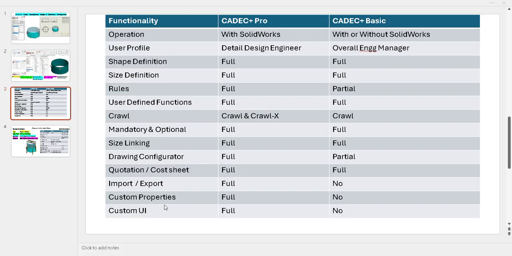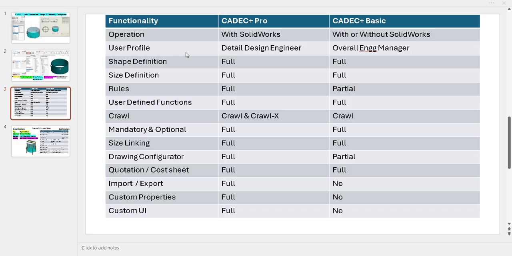So let us see some differences between CADEC Pro and CADEC Basic. The first main difference is the operation: CADEC Pro works with SolidWorks, and CADEC Basic works with or without SolidWorks. Second is the user profile. CADEC Pro has a lot of productivity functionality and a lot of detail functionality, and CADEC Basic has all the essential functionality. CADEC Pro is more targeted towards detailed design engineers, whereas CADEC Basic is targeted towards overall engineering managers.